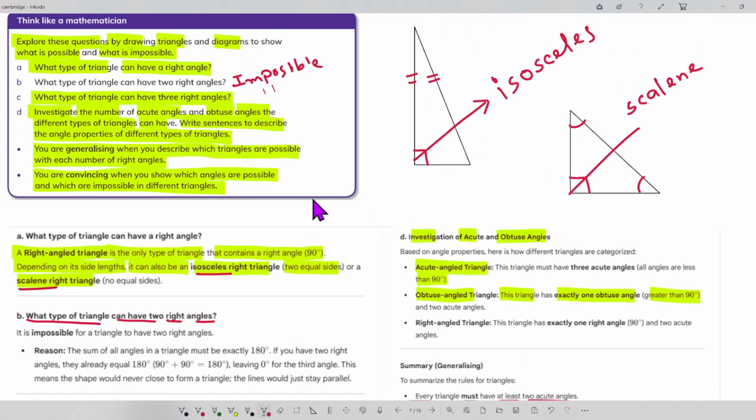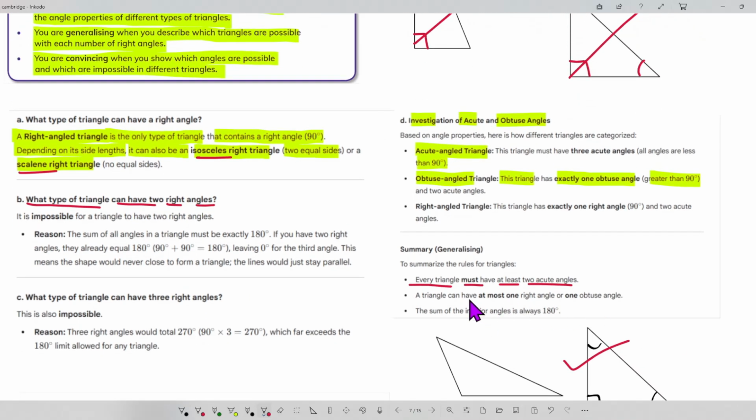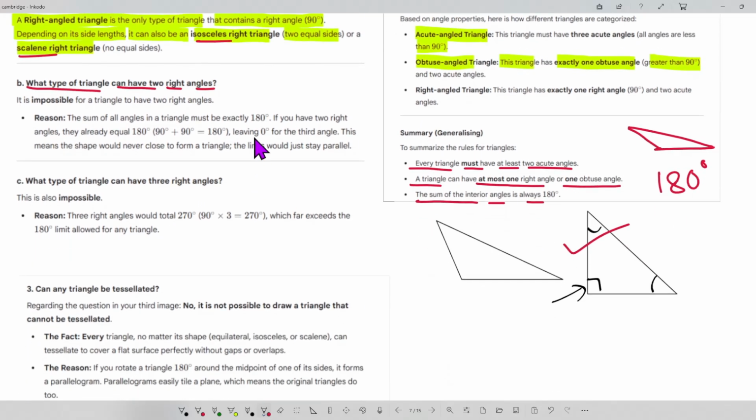Here is our question. First we have to generalize and find out which angles are possible and which are impossible in different triangles. So in this case, any triangle must have at least two acute angles, right? Second, a triangle can have at most one right angle or one obtuse angle. It means it like this. Now the sum of the interior angles is always 180 degree. Okay, so the big question answer we have already finished.